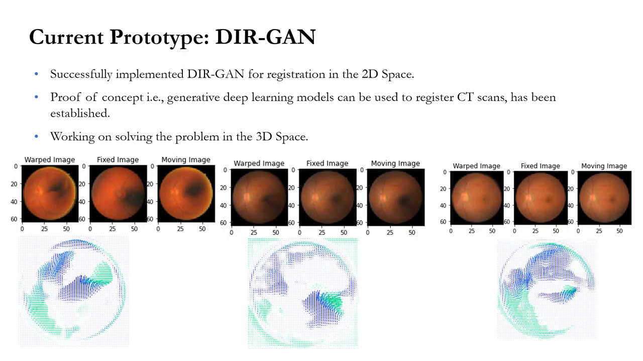So far, our current prototype, DIR GAN, also deformable image registration GAN, has successfully shown proof of concept in the 2D space. We've successfully registered 2D retinal fundus images. We are currently working on solving the problem in the 3D space with COPD CT scans. Below each figure panel of the warped fixed moving image, that is the deformation vector field needed to warp the moving image to align with the fixed image.